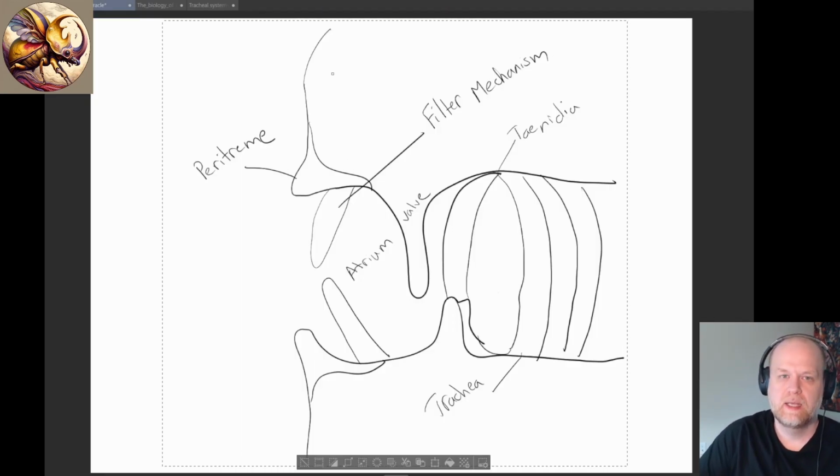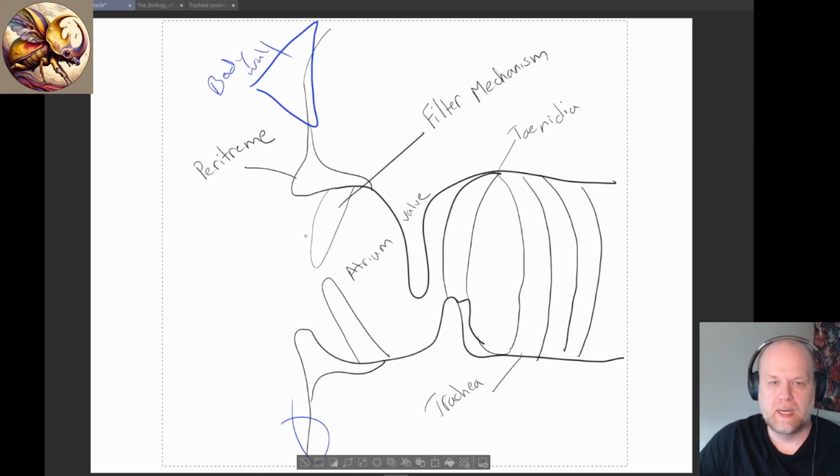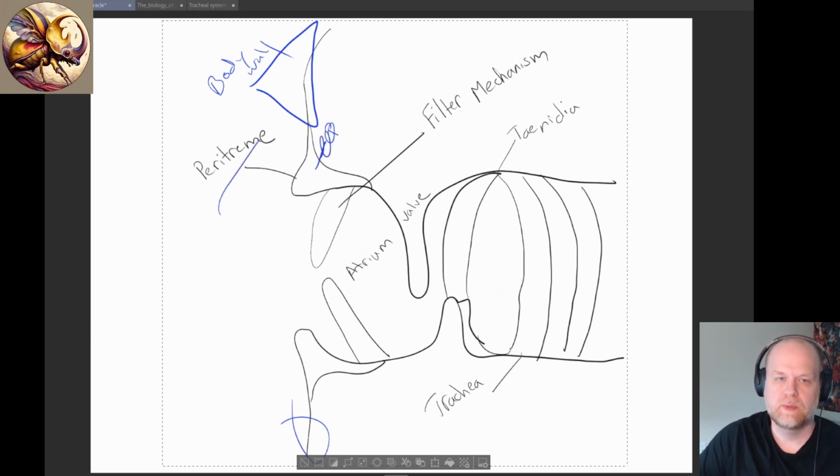So this outer part here is the body wall, and then you have this hole in the body wall. The sclerotized plate around the spiracle is called the peritreme. So that's what I have here.